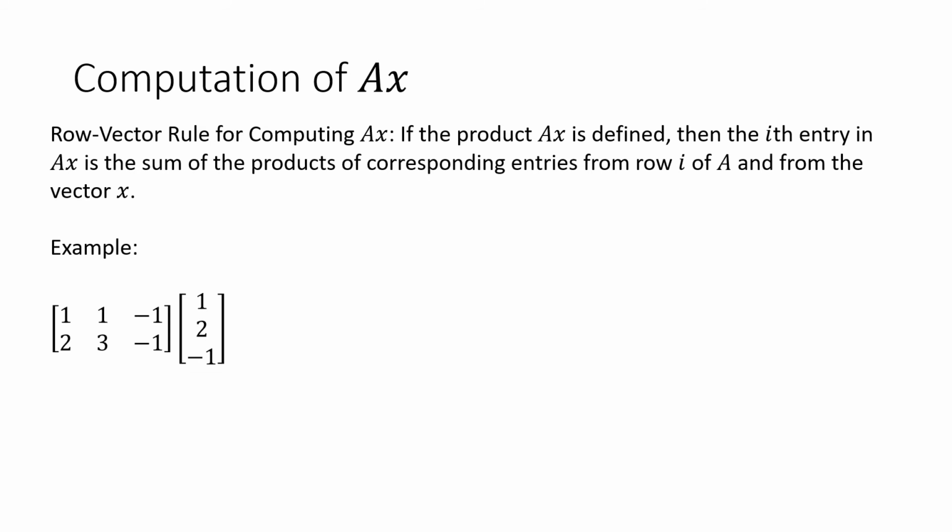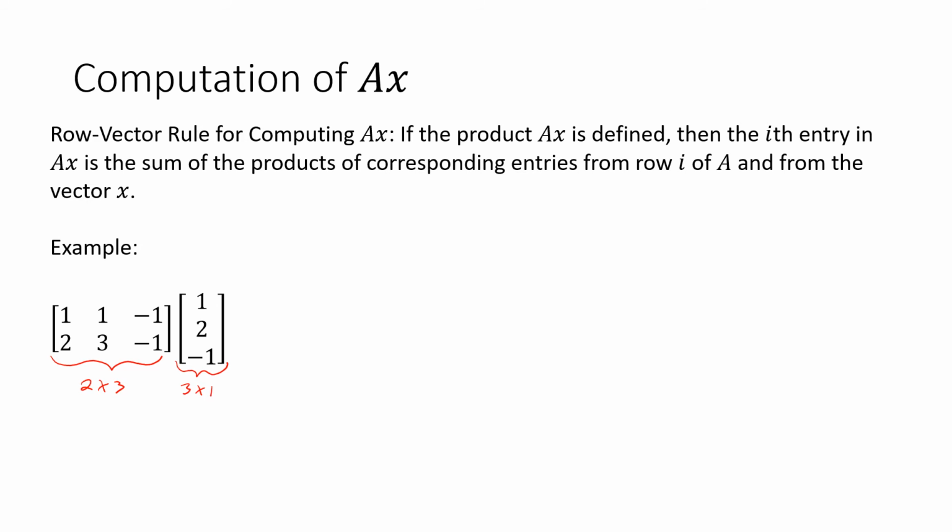That if the product is defined, then the ith entry in AX is the sum of the products of the corresponding entries from the row of A and from the vector X. What does that mean? Well, here's an example. We have a 2 by 3 matrix times a 3 by 1 vector.